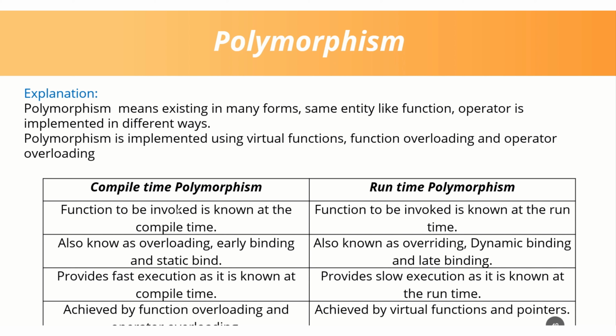Compile time polymorphism provides fast execution as it is known at compile time. Runtime polymorphism provides slow execution as it is known at runtime. Compile time polymorphism is achieved by function overloading and operator overloading. Runtime polymorphism is achieved by the concept of virtual functions and pointers.